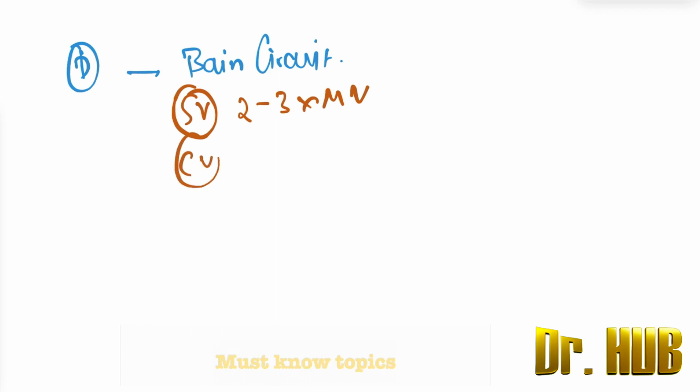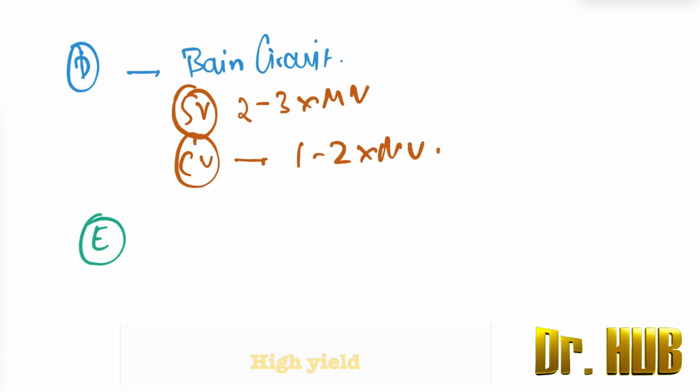Next we move on to the type D. So what happens in case of the type D? Type D includes the Bain circuit. And what is the SV? The spontaneous ventilation is about 2 to 3 times the MV, and the controlled ventilation is about 1 to 2 times the MV.